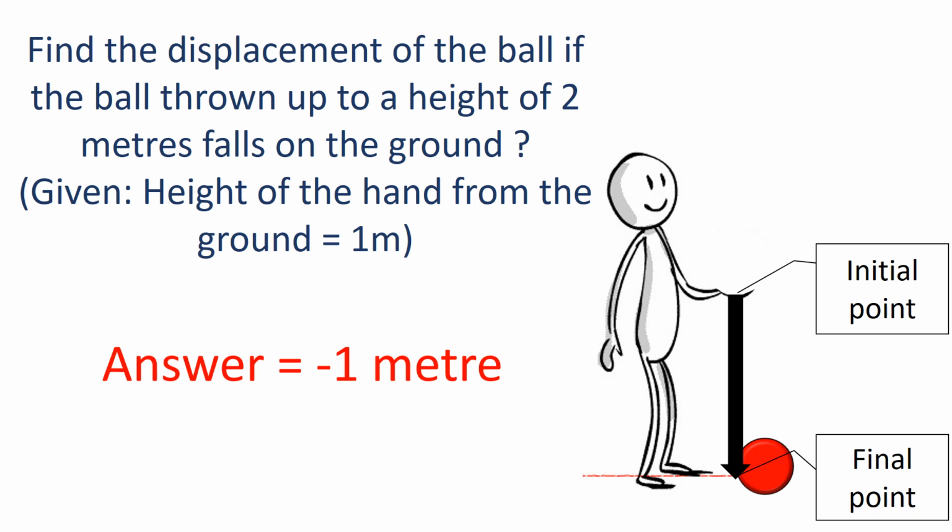Is that clear? 1 meter is calculated by taking the measurement from initial to the final point, and the minus sign you have put for the change in direction. Is that clear? So you say the displacement is minus 1 meter in the downward direction. Okay? Is that clear?